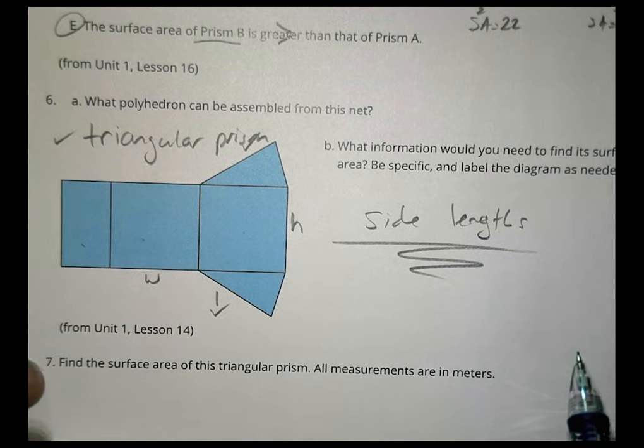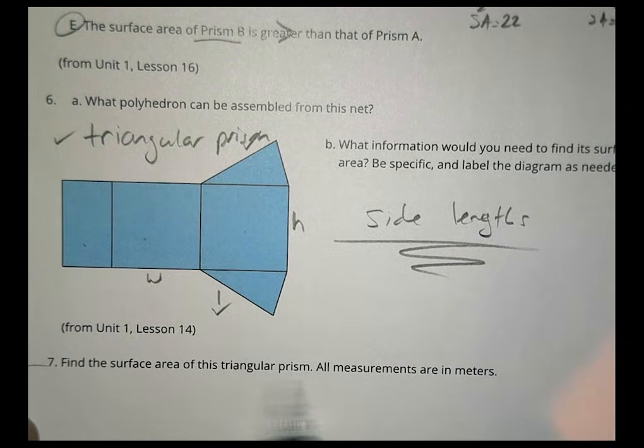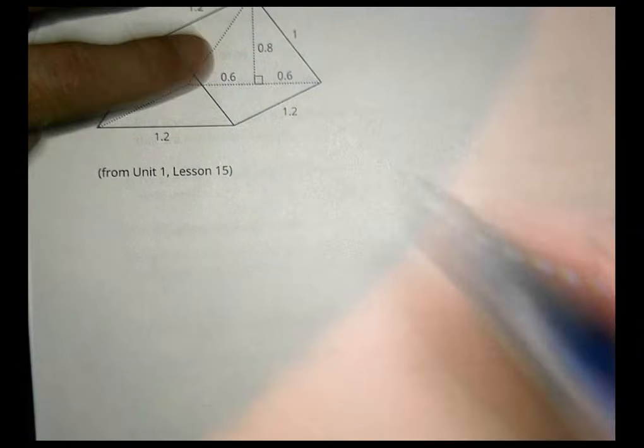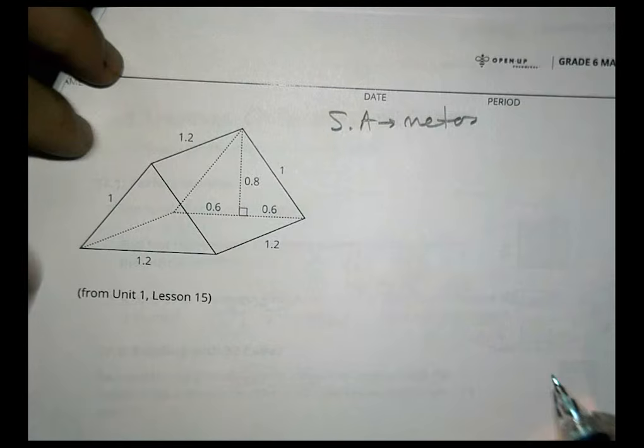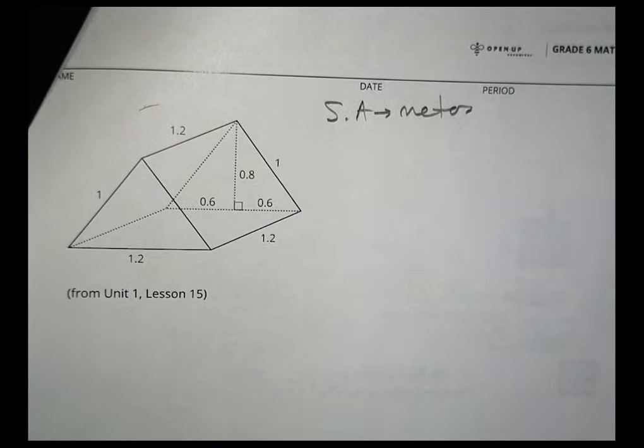Alright, and finally number 7, find the surface area of this triangular prism, which is on the back side, and everything is in meters. Let's see here. We want to find the surface area. Surface area in meters. So we're doing the surface area in meters. All right. So surface area in meters. What do I have? I have a few different shapes here.